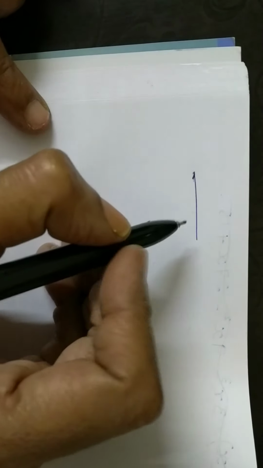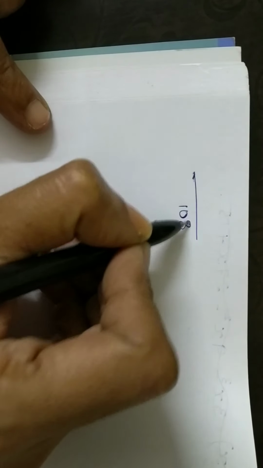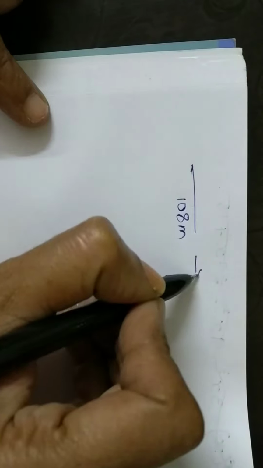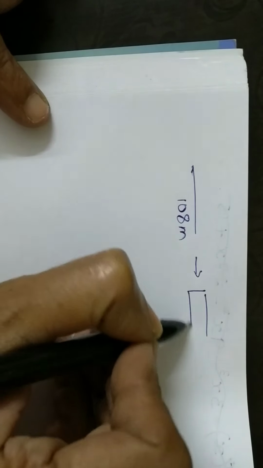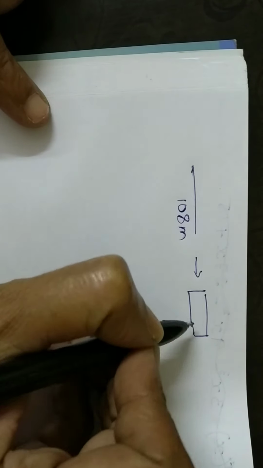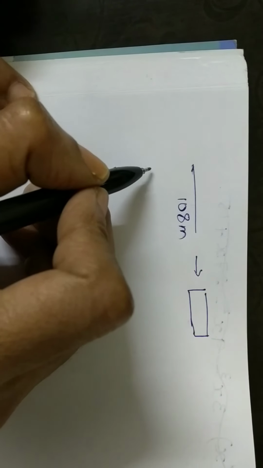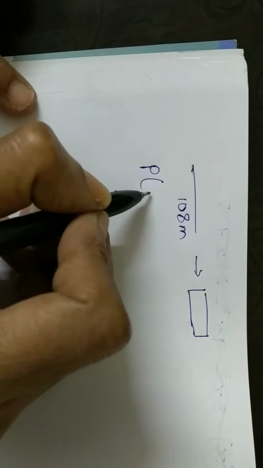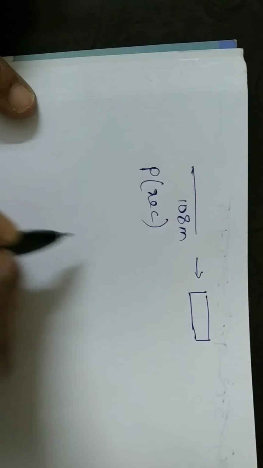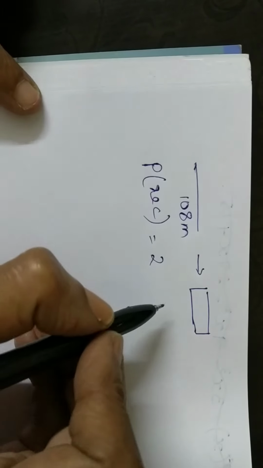It is of 108 meter length. Now this rod is converted into a rectangle like this. So that 108 meter becomes the perimeter of the rectangle. So over here, perimeter of the rectangle is given as 2 times (length plus breadth).